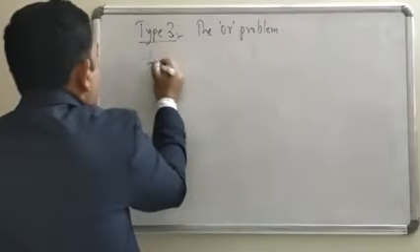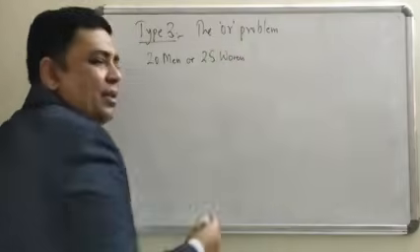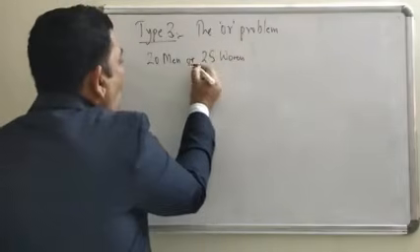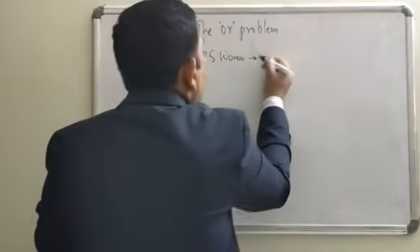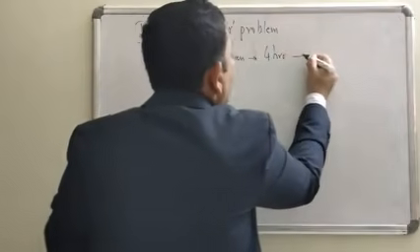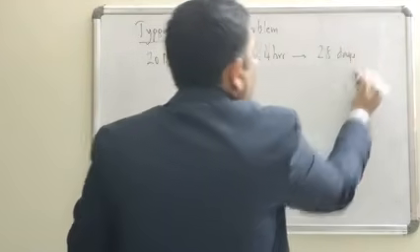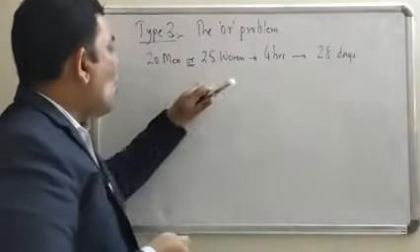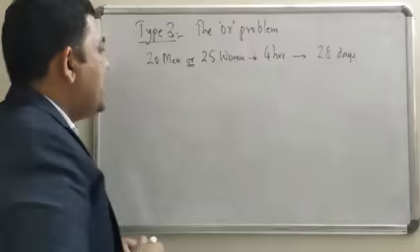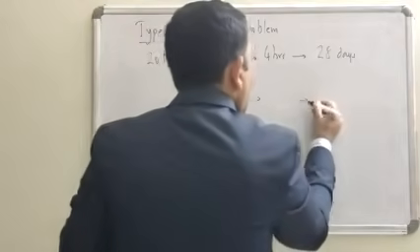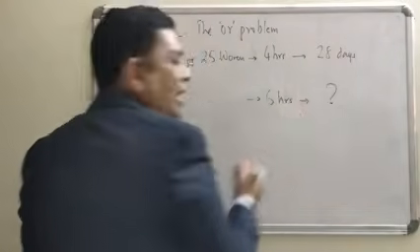What is the question? 20 men or 25 women, 20 men or 25 women, hence the name OR problem. 20 men or 25 women working for 4 hours every day can complete a task in 28 days. Then, in how many days, working for 6 hours every day?